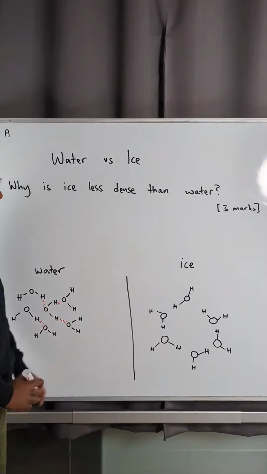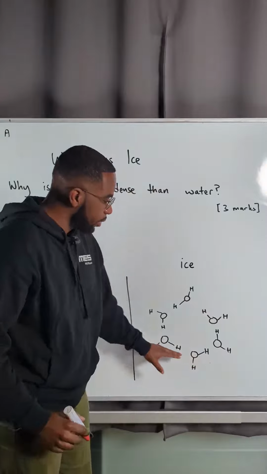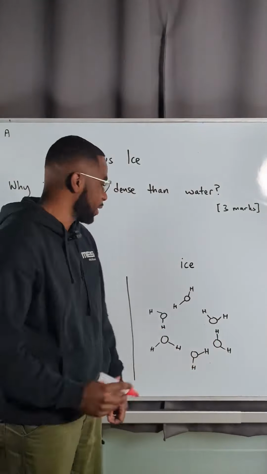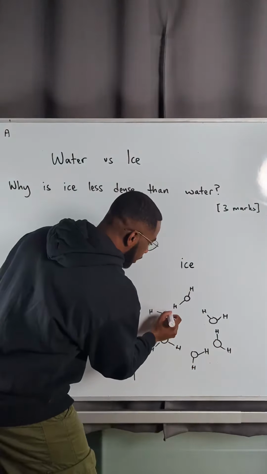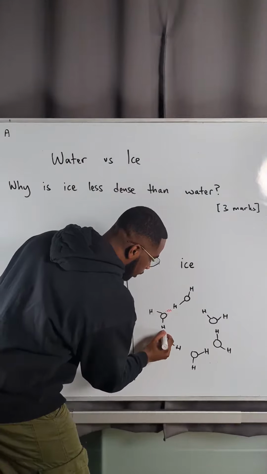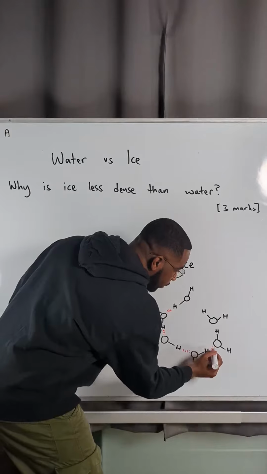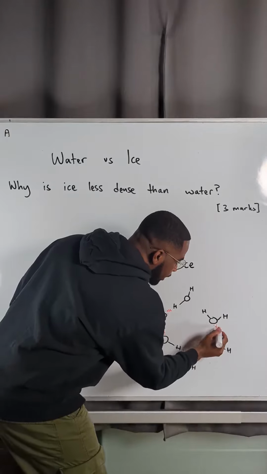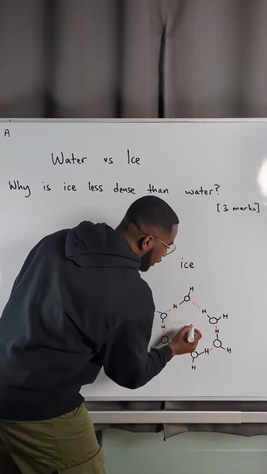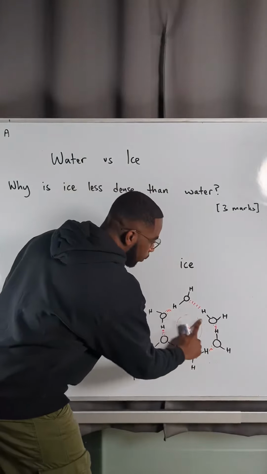However, in ice, they arrange themselves in hexagonal units, and in these units you can see the lone pairs giving you our hydrogen bonds like so. And this arrangement of hydrogen bonds makes the ice very, very stable. However, it does leave lots of open gaps in between, which is not ideal.